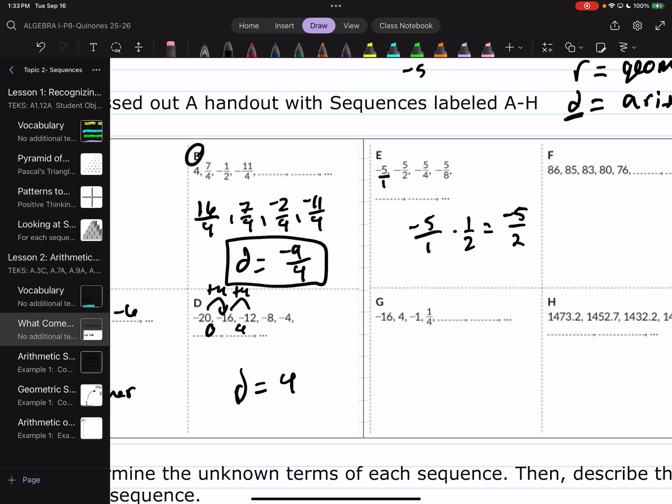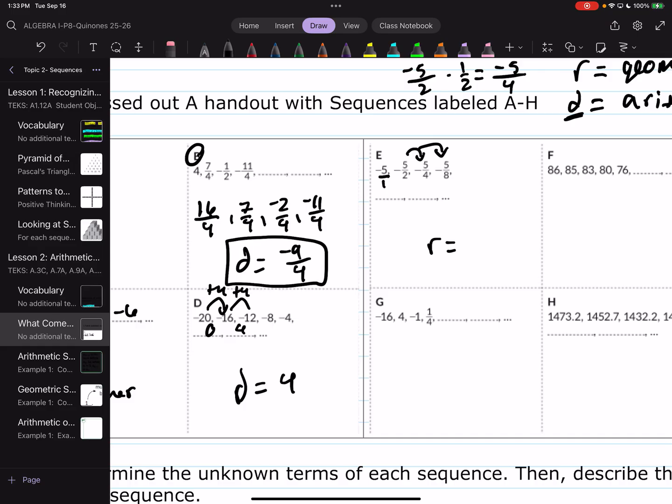Okay, let's see if this trends. Negative 5 divided by 2 times 1/2. What do I get? Negative 5 divided by 4. Look at that, it's trending. And if we keep going, we're going to experience the same pattern. So this, in fact, is a what type of sequence? This is a geometric sequence, meaning there's going to be a common ratio.